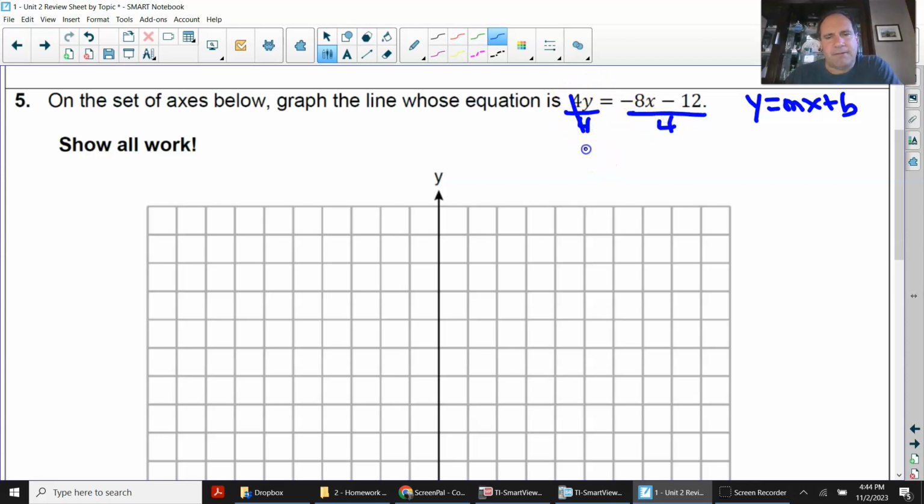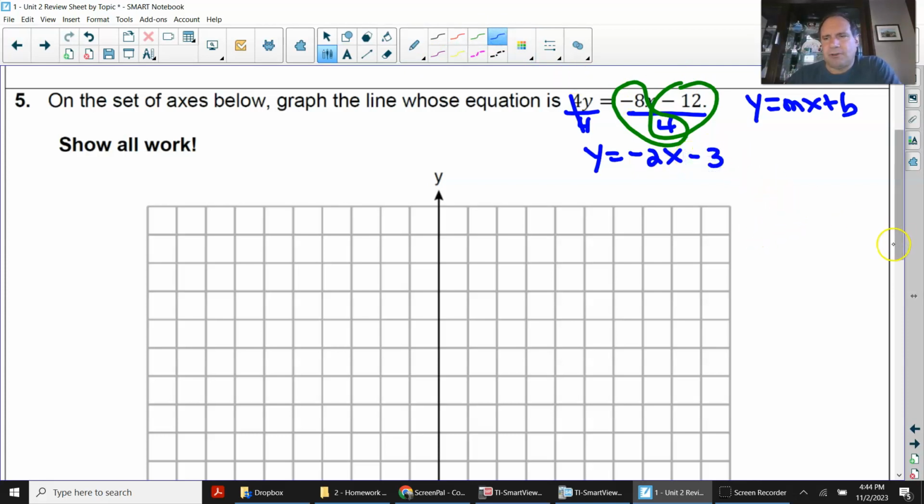So I'm dividing by 4. y equals, and then we are going to divide negative 8 and 4. Once we divide negative 8 divided by 4, we get a negative 2. Don't forget the x. And then we are going to divide negative 12 and 4, and we get negative 3.